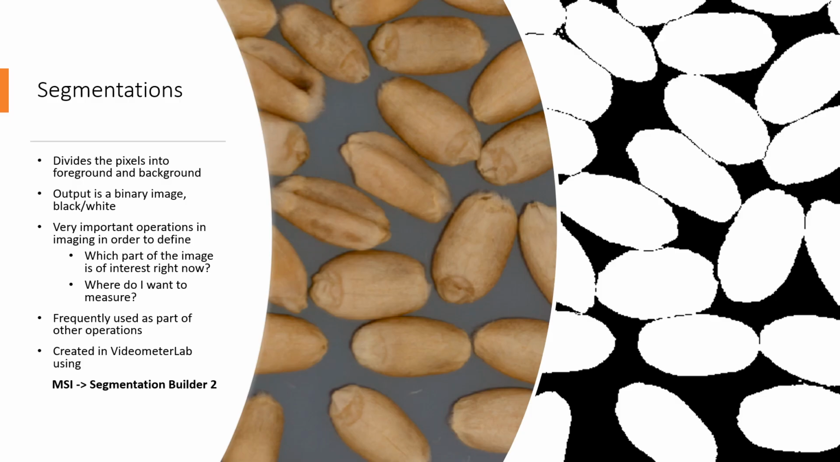Typically we would like to ignore the black pixels, the background, because that's not relevant for our sample. What is interesting, where to measure, is what segmentations will show, and they are frequently used as part of other operations that count or measure the color or all kinds of other features on images. Segmentations are created in Video Media Lab software using the MSI menu, and you go down to the Segmentation Builder 2 menu point, and I will show you examples of exactly how to do this.